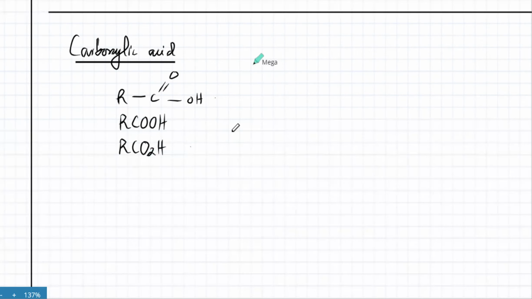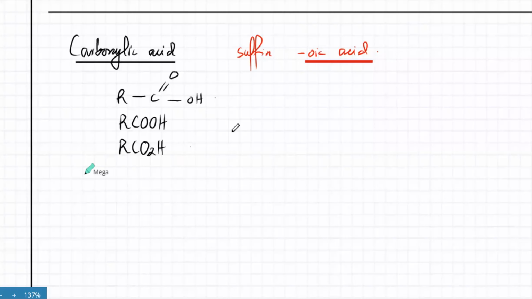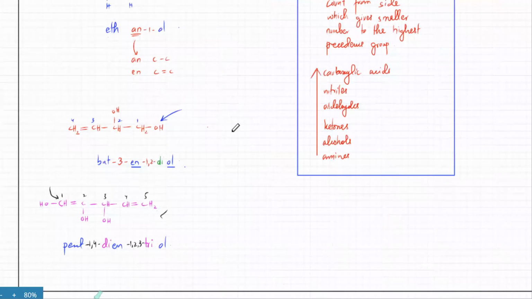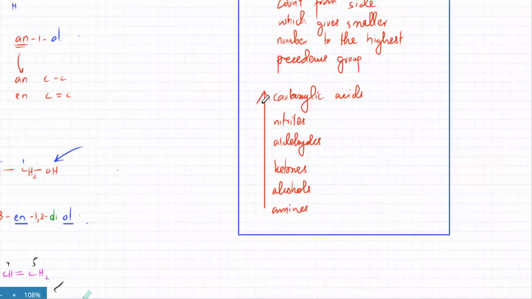The suffix in this case would change. It will be oic acid. That's the suffix. The rest of the molecule would be the same. And also remember, carboxylic acid has the highest precedence. Like in all the groups, carboxylic acid is right at the top. That means it's always going to have the lowest number next to it, so you're always going to count from the side of the carboxylic acid.